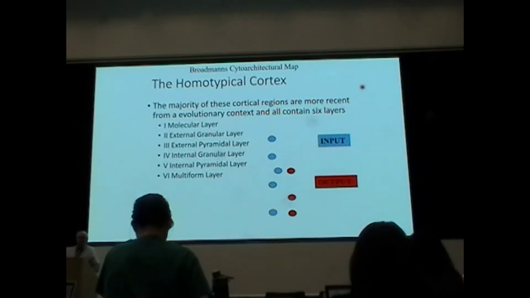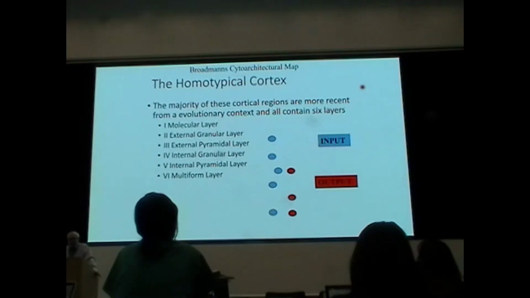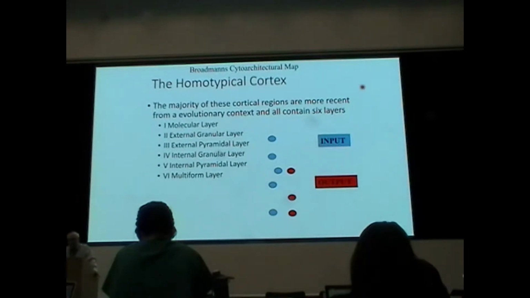Okay, so we can subdivide it into areas that are input areas and which are output areas. The major of these cortical regions are more recent from the evolutionary cortex and all contain six layers. So the outermost layer we'll see is called the molecular layer. The molecular layer is really the terminal point of information that is coming in to the cerebral cortex, but it also can be the beginning of output, at least within the confines of the cortex, not totally out, but maybe affecting the pyramidal cells of Betz, which are more internal.